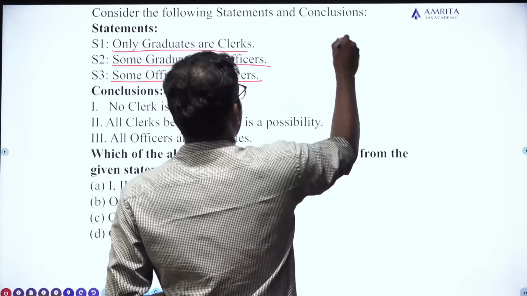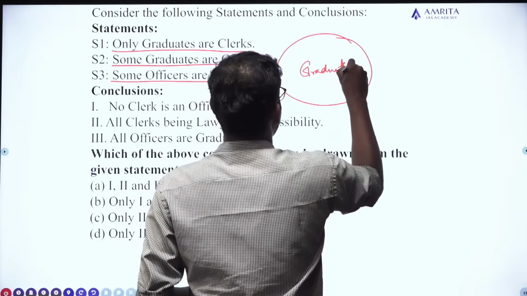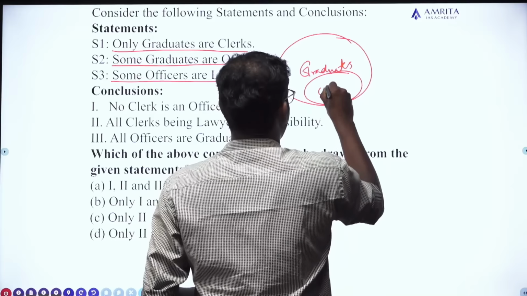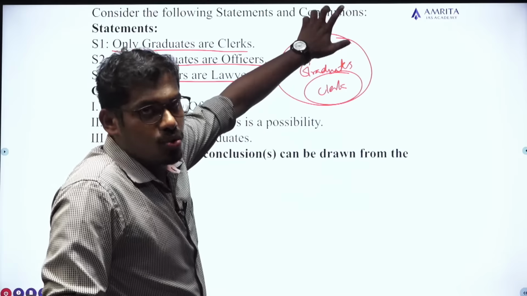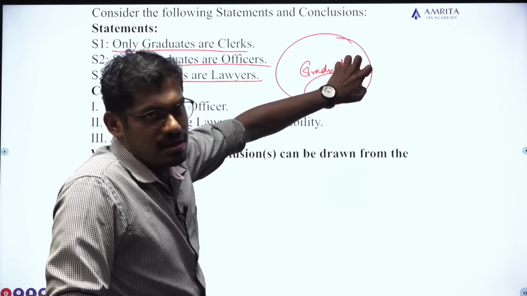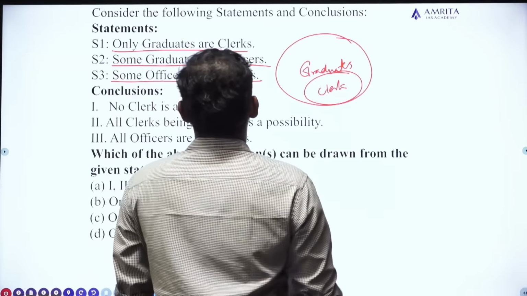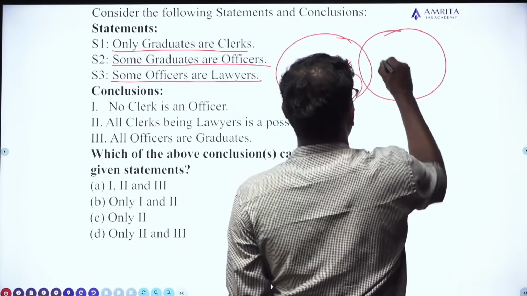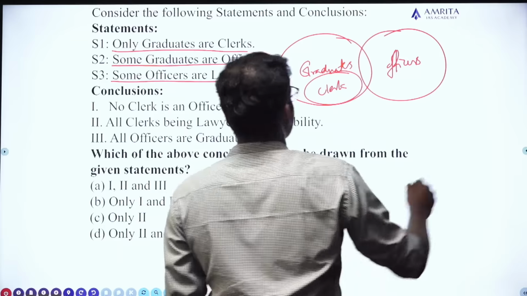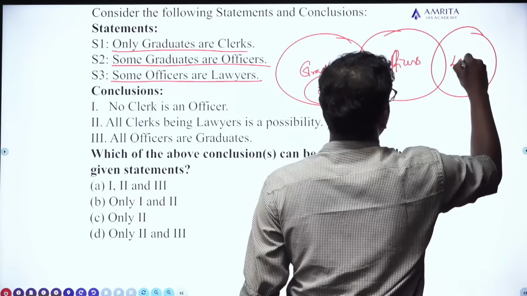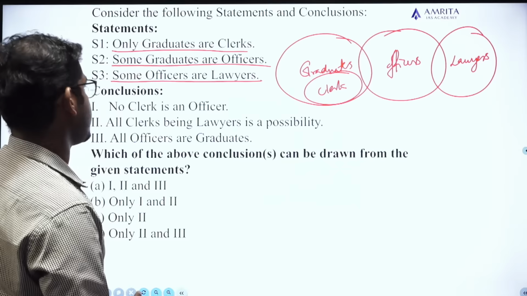Only graduates are clerks. Graduates. See, only graduates are clerks. Those who belong to graduates are only clerks. No other persons. Okay, so only graduates are clerks. Next, some graduates are officers. So some graduates are officers, some officers are lawyers. Okay, some officers here, some officers are what? Lawyers. Okay, this is a basic diagram.